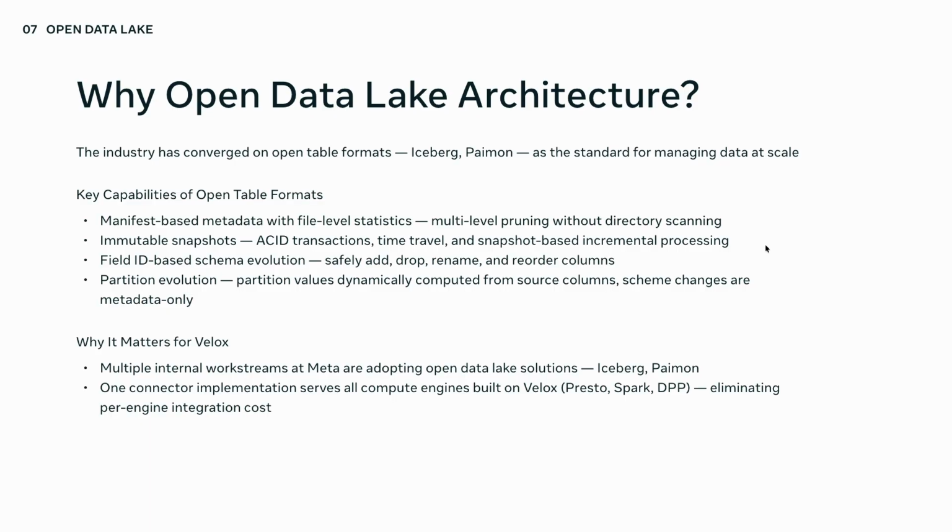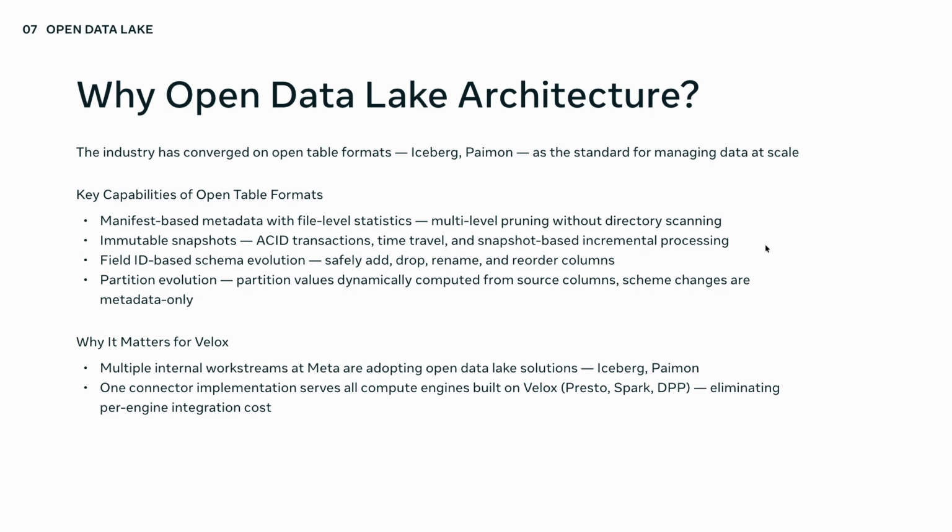Compared with the legacy Hive table format, these modern open table formats have the following key capabilities. One is manifest-based metadata, which includes the partition spec, per-file tracking, and file stats, which allows the query optimizer to do multi-level pruning, like partition-level and file-level pruning, without slow folder listing and footer parsing. The second is the manifest file-based immutable snapshot mechanism.